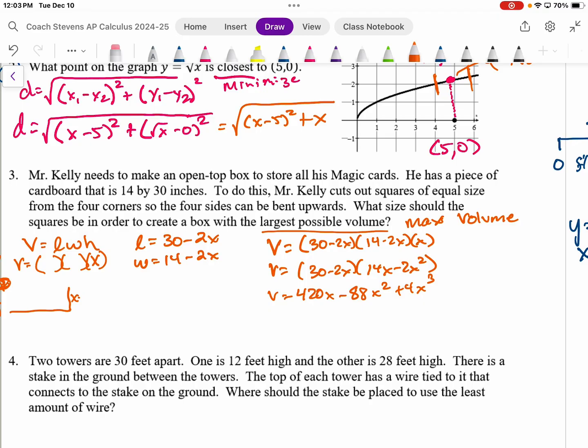Now, what we could do, we could go through and take the derivative, and we could find out our x values and figure out, okay, what does x need to be for cutting off the corners in order to help us maximize the volume of that box. Okay, is what we can do.